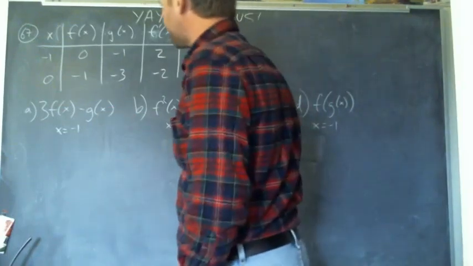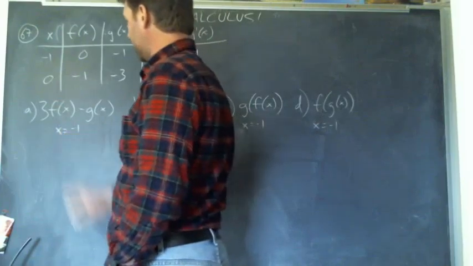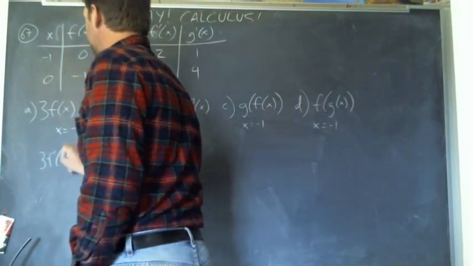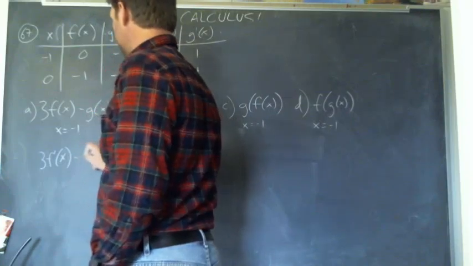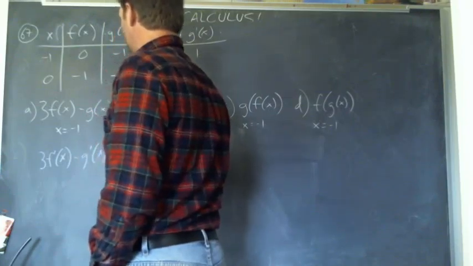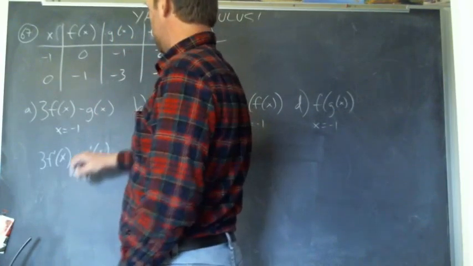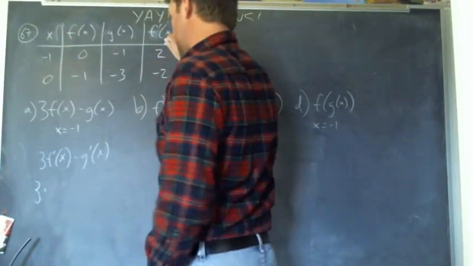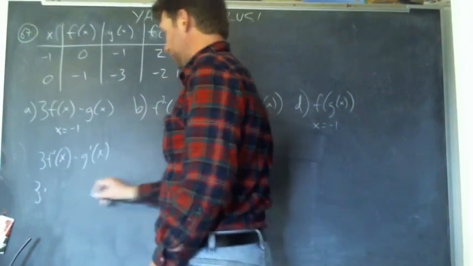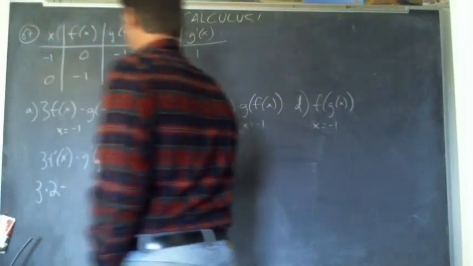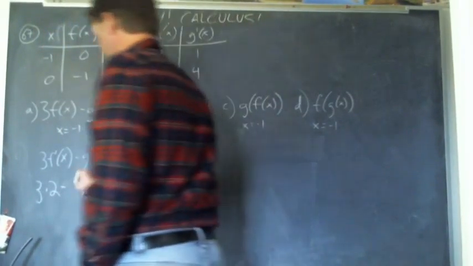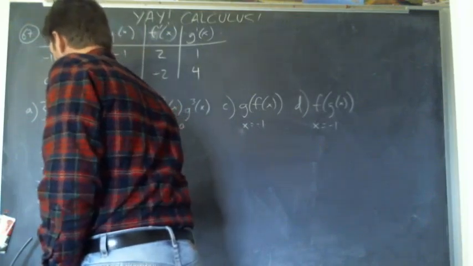Go one by one. Evaluating the derivative at x equals -1. The derivative of f of x is going to be 3 f prime of x minus g prime of x. Evaluating, that's going to be 3 times f prime of -1, which is 2, minus g prime of -1, which is 1. 3 times 2 minus 1 is 5.